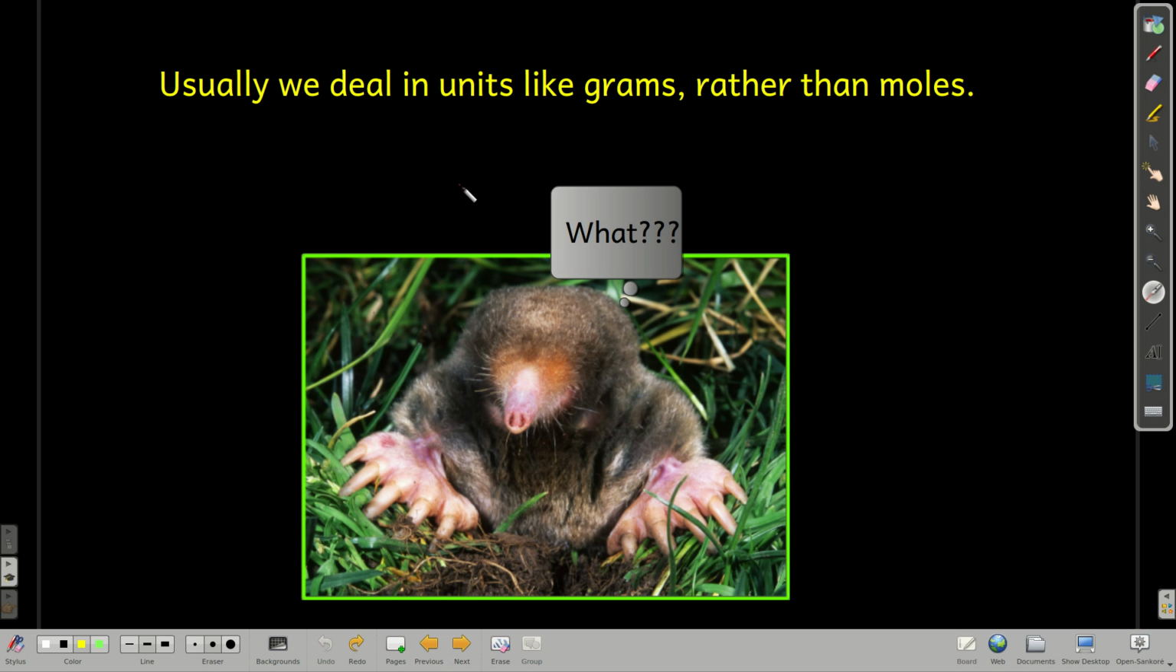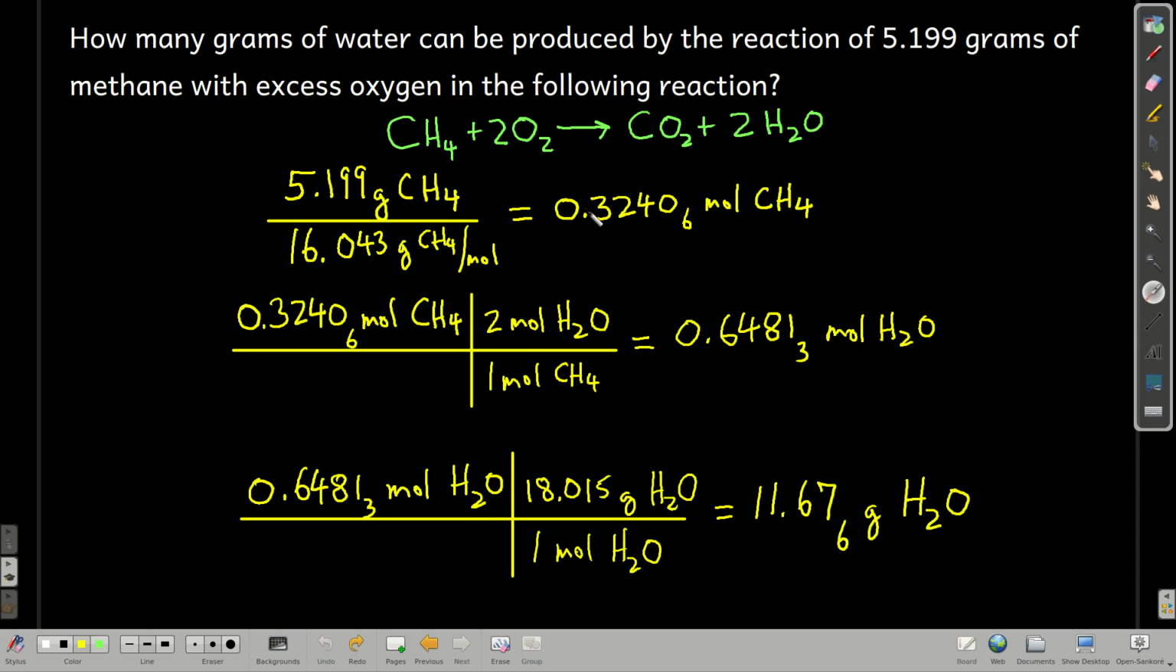Now, most of the time, though, we don't have moles. We can't measure moles. We deal with things like grams. So we do something like this. Same idea. It's at the heart of all this stoichiometry is the mole to mole ratio from a balanced chemical equation. So let's say we have this balanced chemical equation, and we want to know how many grams of water we can get if we react 5.199 grams of methane, which is this stuff right here, with excess oxygen.